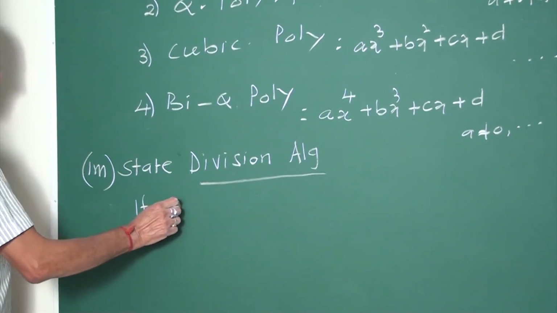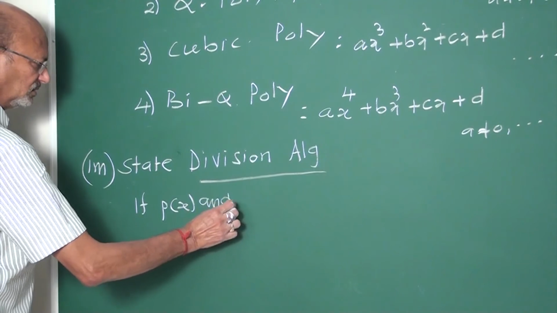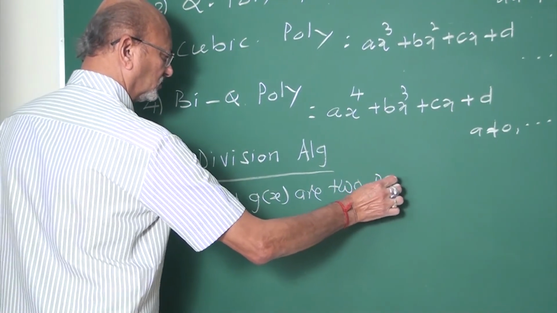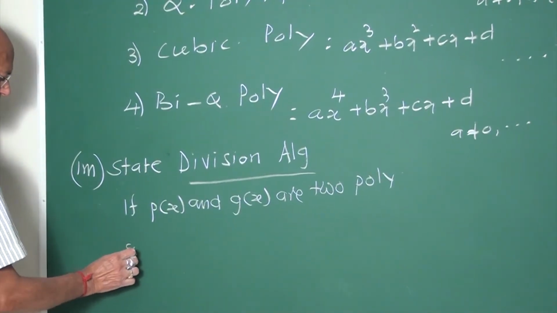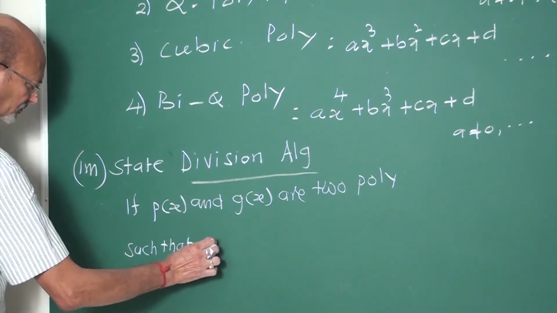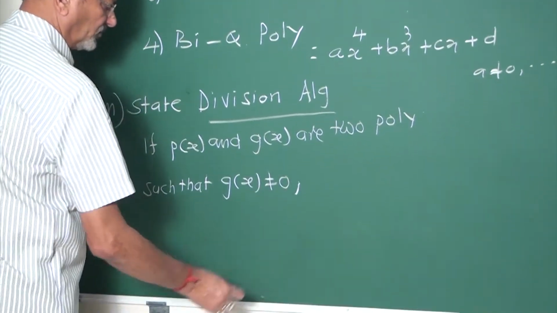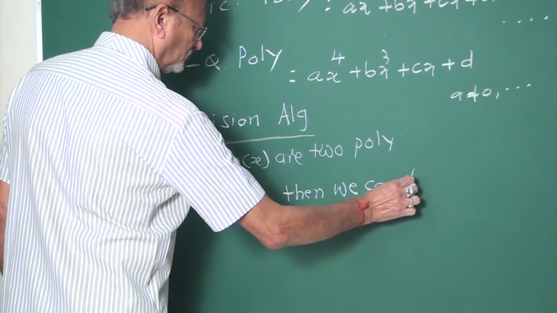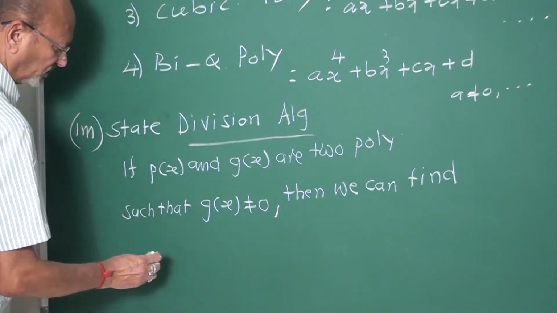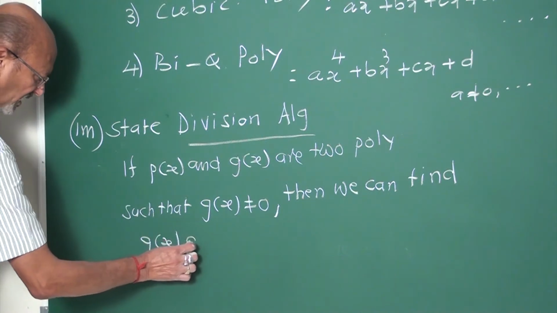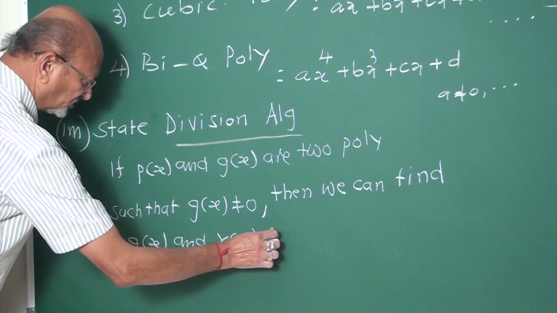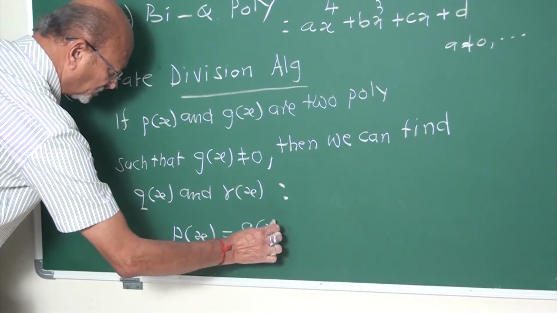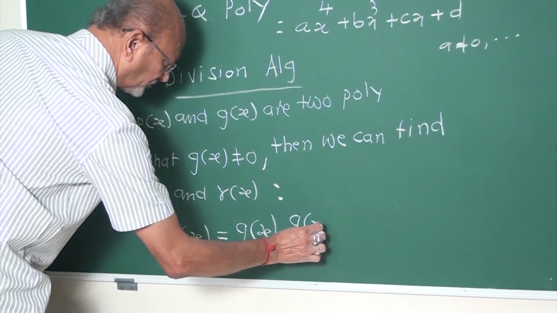If px and gx are 2 polynomials such that gx should not be 0, then we can find 2 more polynomials, qx and rx, such that px equal to gx into qx plus rx.